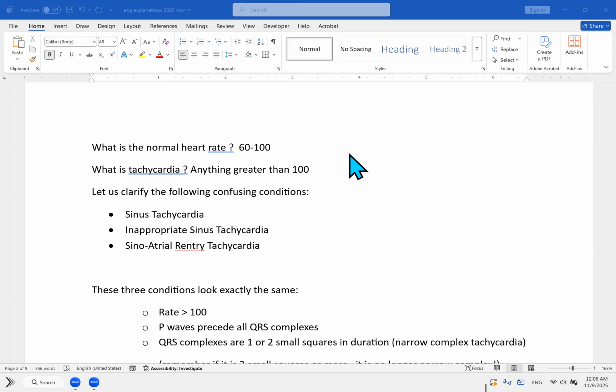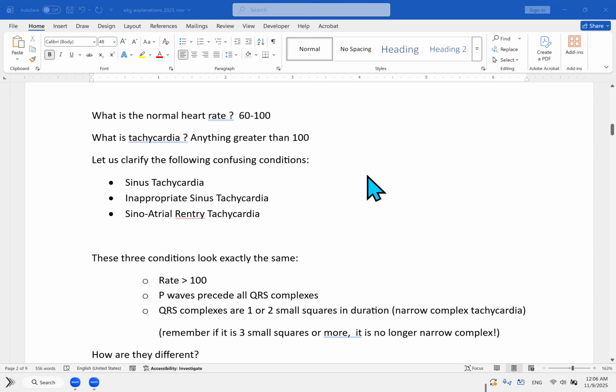So let's clarify some confusing conditions. So this whole today's thing is focused on confusing points. Is it A or B? Okay. So sinus tachycardia, inappropriate sinus tachycardia, sinoatrial reentry tachycardia. How do you differentiate these three things?